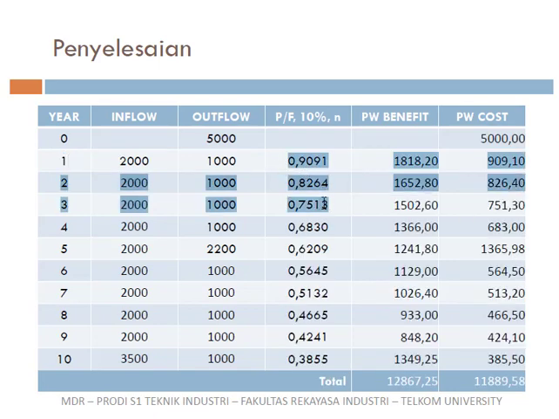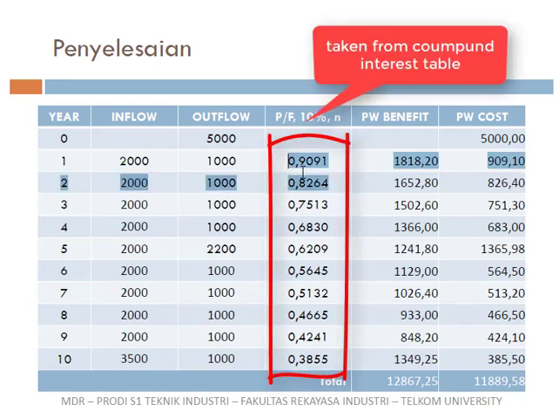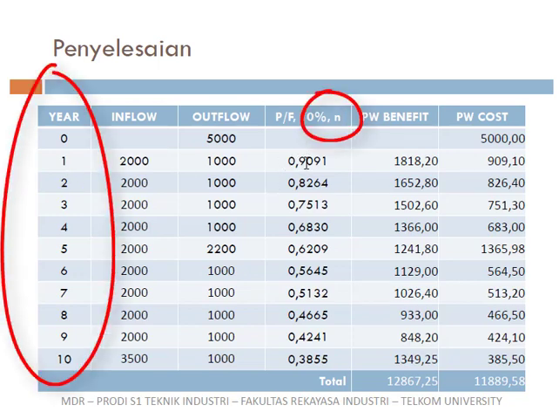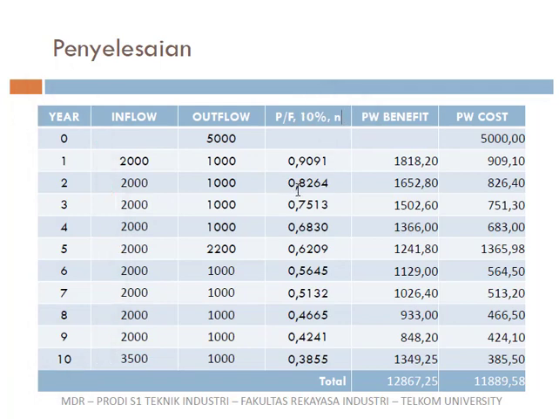Okay, just copy the compound formula. This number is actually taken from the table of interest. You just change the little n according to the year. It means year 1 we have 2.9 something, year 2 we have 0.8, 0.7. You just change the little n with 3 and so on.